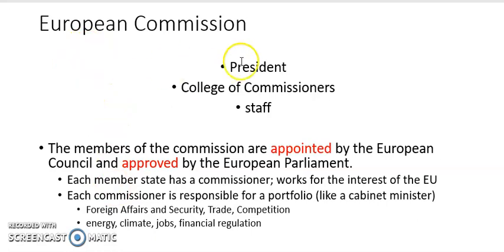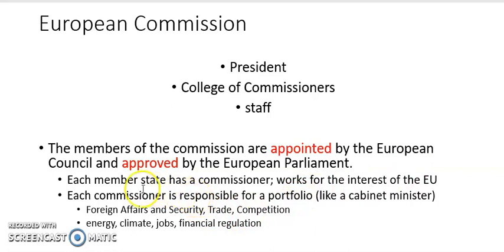So within the European Commission, you have this sort of hierarchy. You have the president at the top, and then below the president, you would have the College of Commissioners, and then all the rest of the staff, about 30,000 people. The members of the College of Commissioners are appointed by the European Council, but at the same time, they have to be approved by the European Parliament. So again, you can see a kind of intergovernmental interaction there.